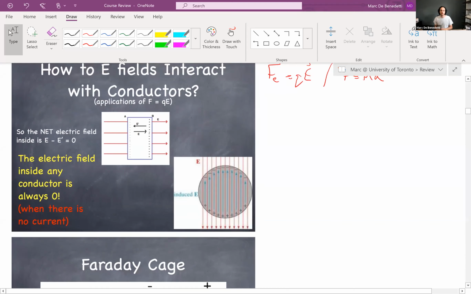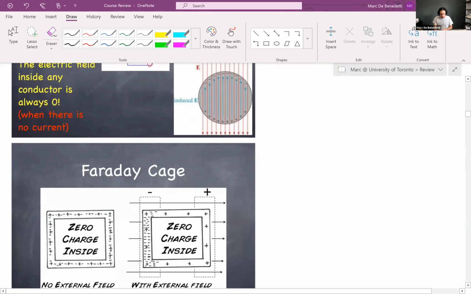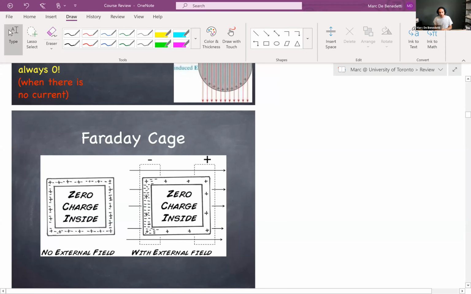And this is because the external electric field will separate the charge in the conductor, and thus it will produce a reverse E field to counteract the E field that's external, that's being applied from outside. And the net result inside is zero. So that's called a Faraday cage, and we've talked a lot about it. Because there's no E field inside a Faraday cage, external electromagnetic factors cannot penetrate inside of it, which is really cool.